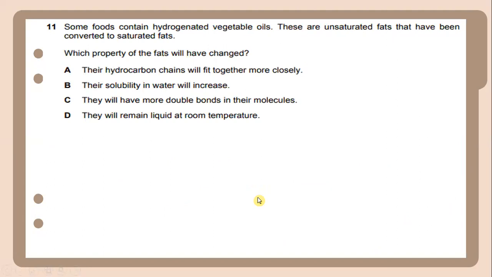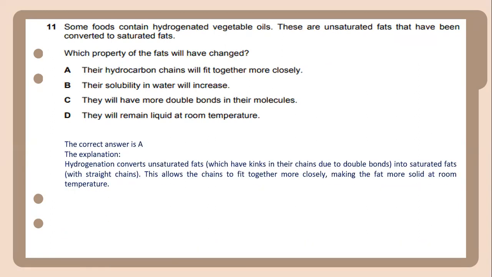And number 11, some food contains hydrogenated vegetable oil, and these are unsaturated fats that have been converted to saturated fats. Which property of the fats will have changed? The answer will be their hydrocarbon chains will fit together more closely.